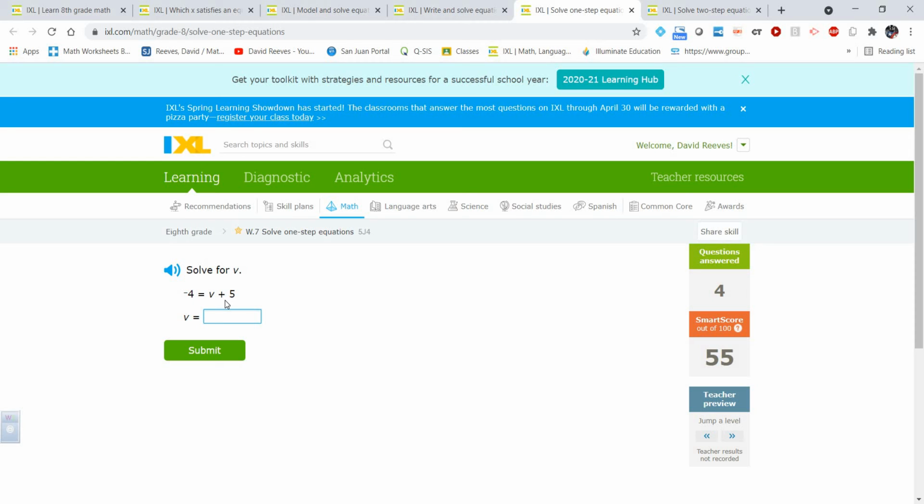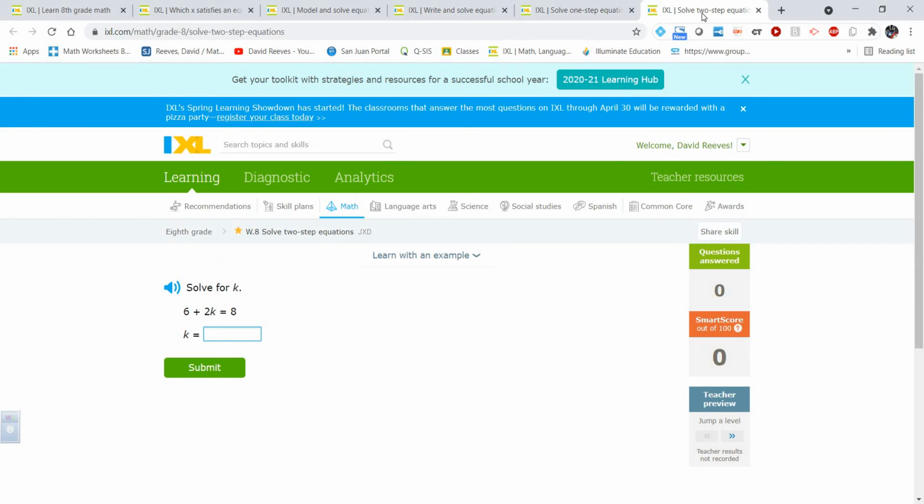Right here, I would subtract 5 and I get negative 4 minus 5. And that's negative 9, not negative 1 or positive 1. Negative 4 minus 5, negative 9. All right, and finally, let's go to our last skill, which is solving two-step equations. So this is actually the new skill for this lesson.